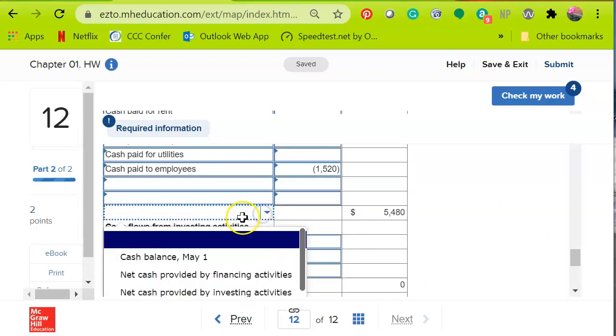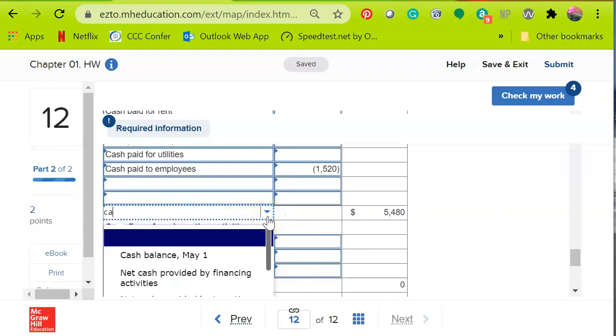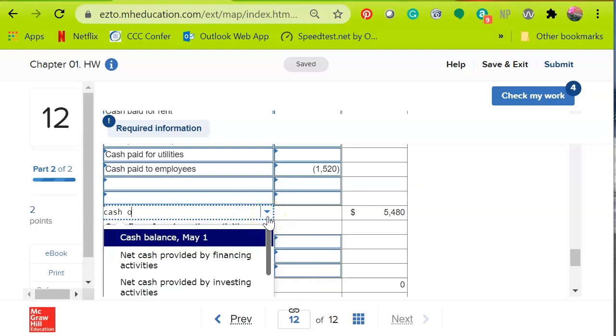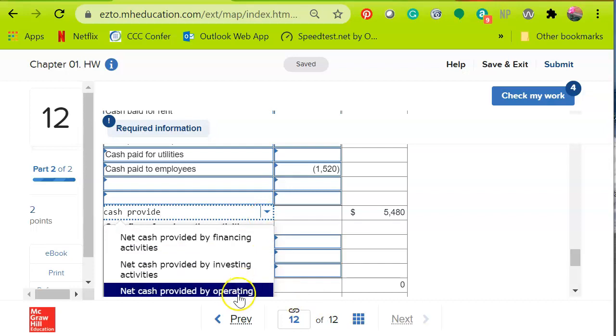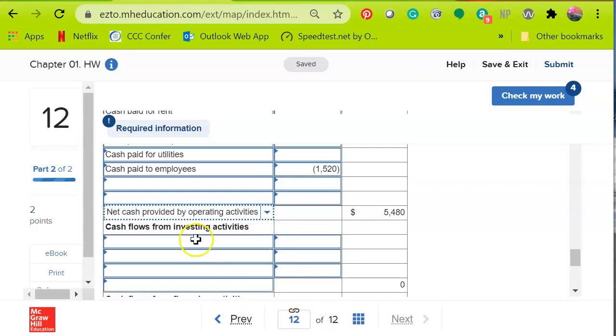So now we can say cash provided by. Now again, you'll use cash used by when it's negative, cash provided by when it is positive. And this is related to operating, so it's net cash provided by operating activities.